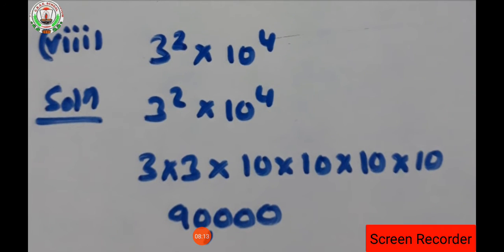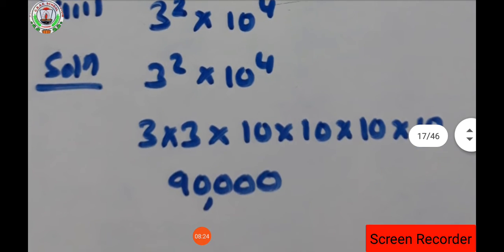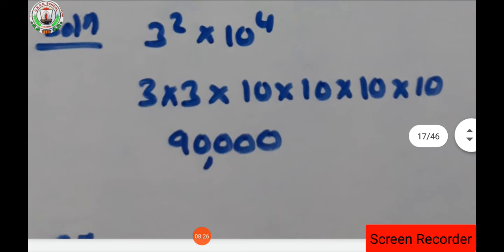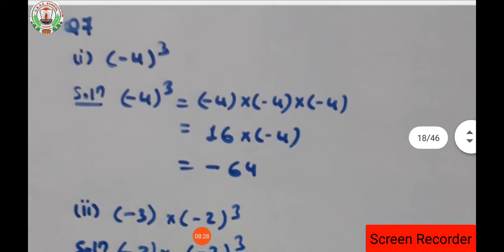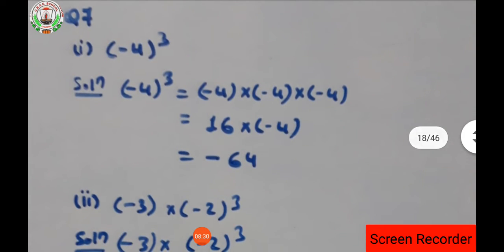Then the 8th part, 3 to the power 2 into 10 to the power 4. So 3 into 3 is 9, and 10 to the power 4 means how much? 10,000. So 10,000 into 9 will be how much? 90,000 is the required answer. Clear up to here?